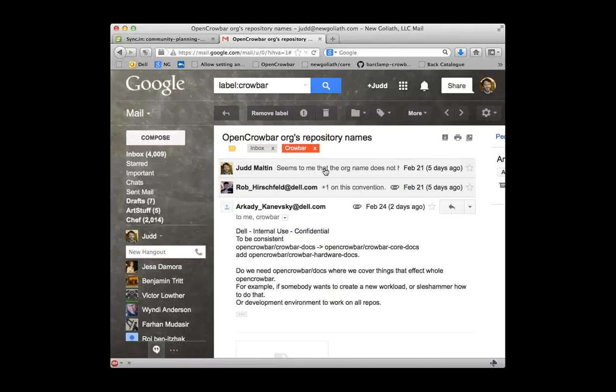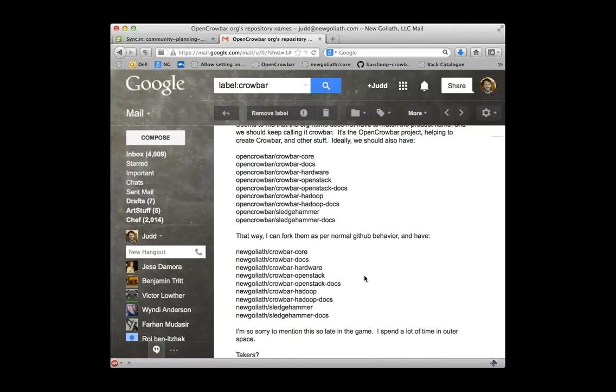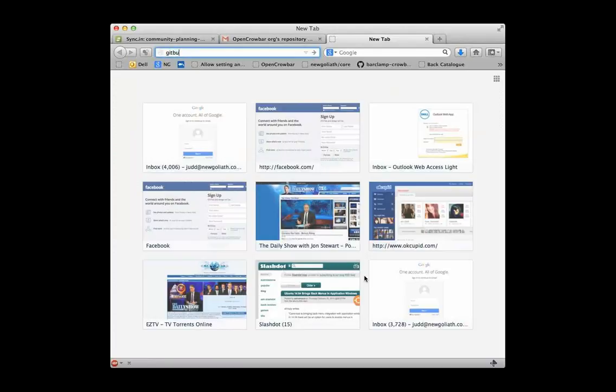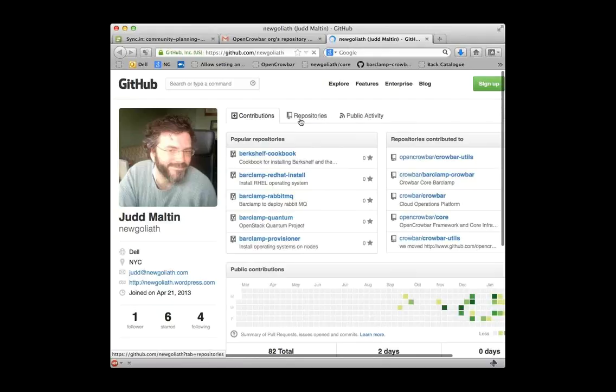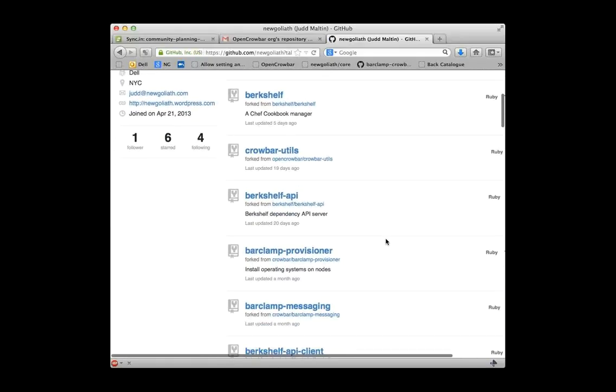Arcadia adds some consistency in naming docs. The situation had been that my GitHub account name is New Goliath, and when I fork the repo to be able to do my own pull requests back into the OpenCrowbar repo, I end up with projects just named core, which don't really mean much when you're looking at it next to lots of other projects like Chef and Berkshelf. See here, you can pretty much tell what project it is coming from.